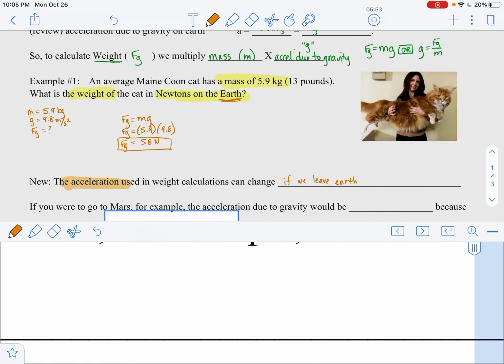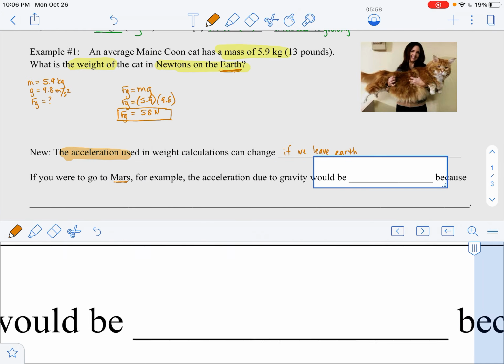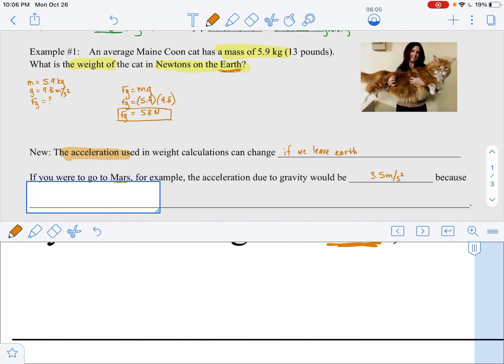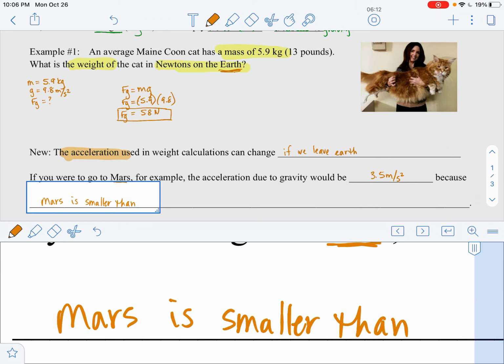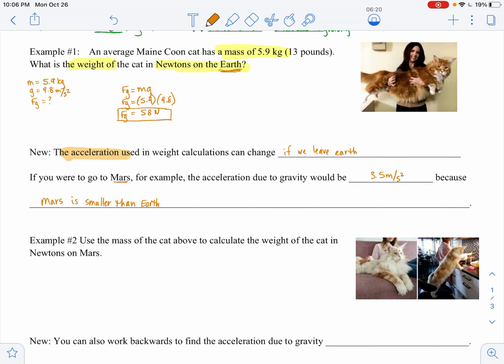For example, if you were to go to Mars, acceleration due to gravity on Mars is 3.5 meters per second squared because Mars is smaller than Earth. So the smaller a planet is, the less acceleration due to gravity it has. Mars is about 1/3 the size of Earth, so the acceleration due to gravity on Mars is about 1/3 the size it is on Earth.